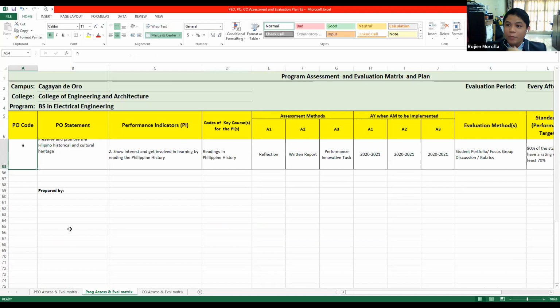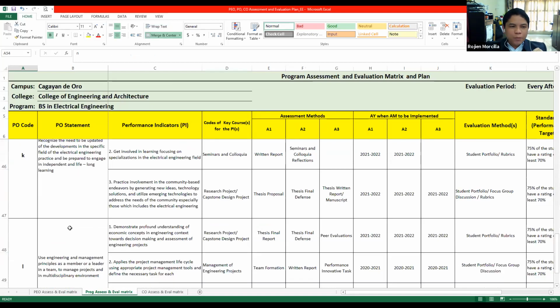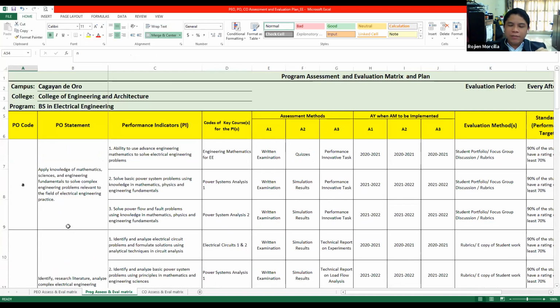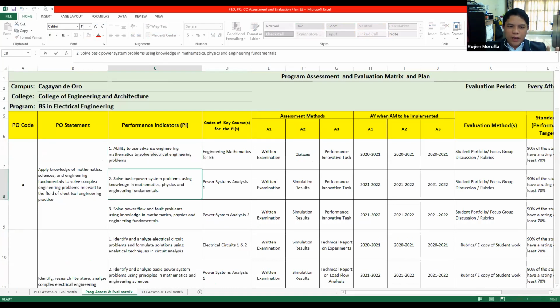So each PO, I said, should have 3 to 4 performance indicators. For example, letter A, apply knowledge of mathematics, I have PO number letter A. I put indicators: the ability to use advanced engineering mathematics to solve electrical engineering problems; solve basic power system problems using knowledge of mathematics; solve power flow and fault problems.